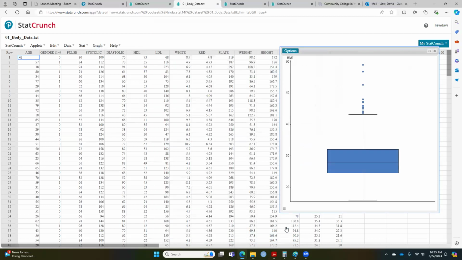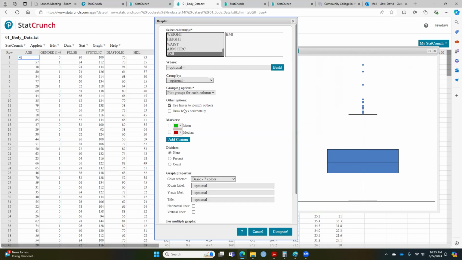If you do that, then you will get your box plot in a vertical way. And again, those dots are outliers. But if you want to draw your box plot horizontally, then you just have to check these two options here. So make sure, students who are doing this for the first time in StatCrunch, that you check the options here.